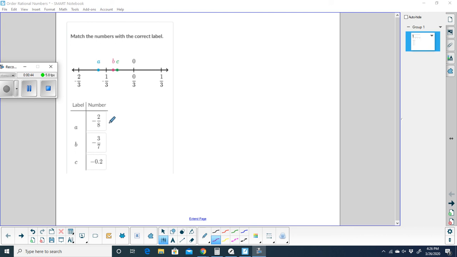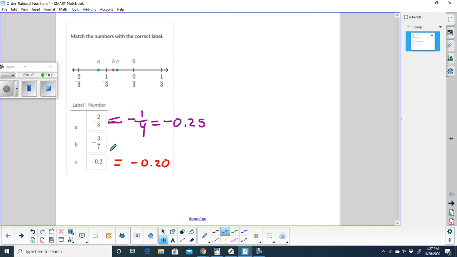Negative 2/8 is equal to, not approximately equal, it's exactly equal to negative 1/4, which I think is fair to say most people know that means negative 0.25. Okay, in red, I'm going to do this bottom one. Negative 0.2 is equal to negative 0.20.